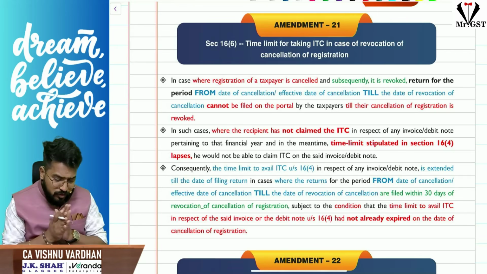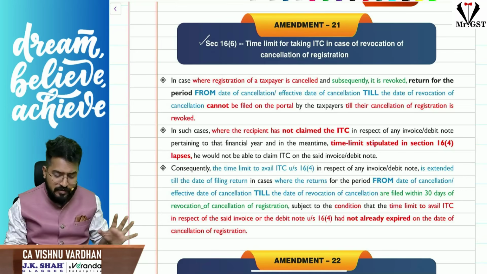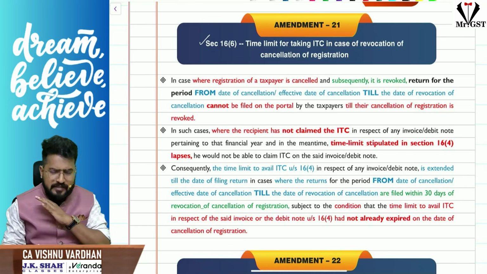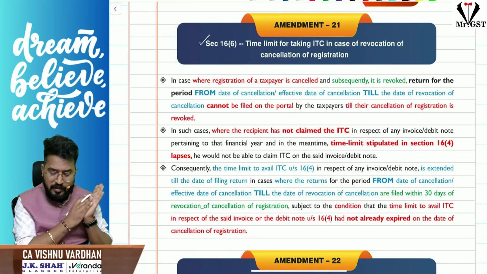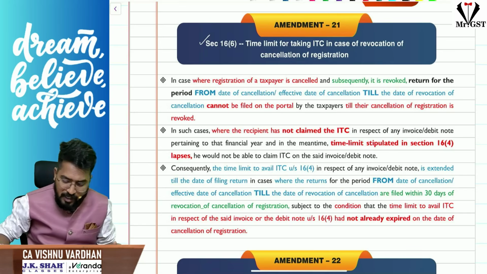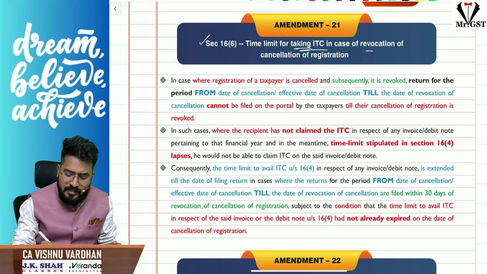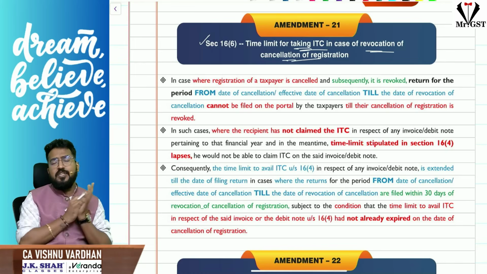Now let us move on to this new provision, 16 subsection 6, actually a very interesting provision, and I'm going to simplify it in such a way that you'll definitely love this explanation from me, right? 16 subsection 6, what is 16 subsection 6? Time limit for taking ITC in case of revocation of cancellation of registration. Please understand, sir, what is this all about now?